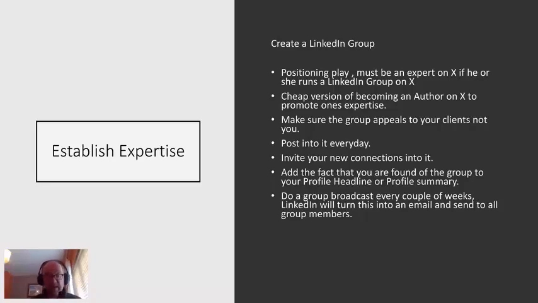Creating a group on LinkedIn is very easy. It doesn't cost anything. So that's something we'll always bring into play. And if I create a group on something, I'll make sure it's in my profile that I am the admin or the owner or the founder of that group, so people know that I did that. So create your own group on LinkedIn. Great strategy to help establish your expertise.